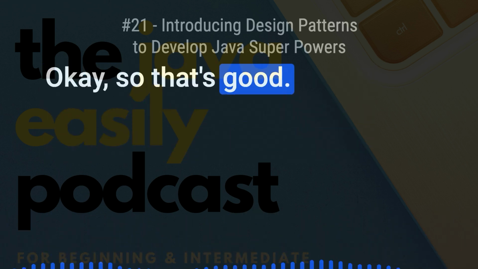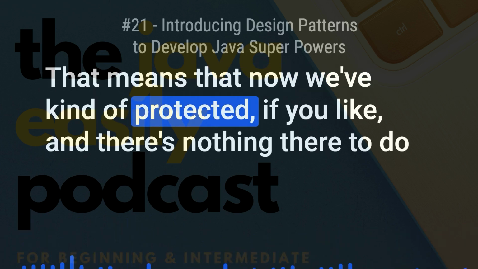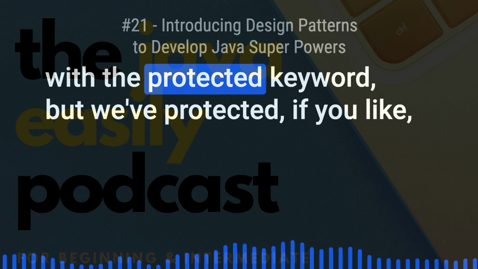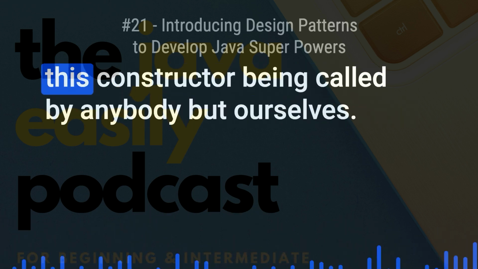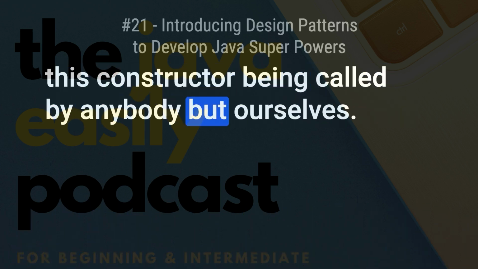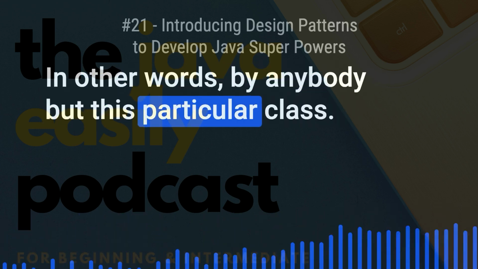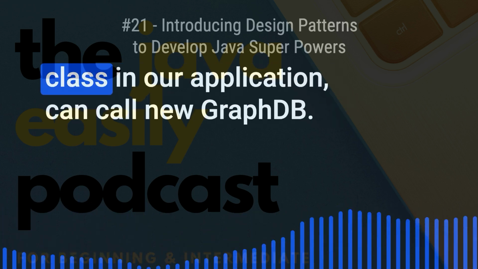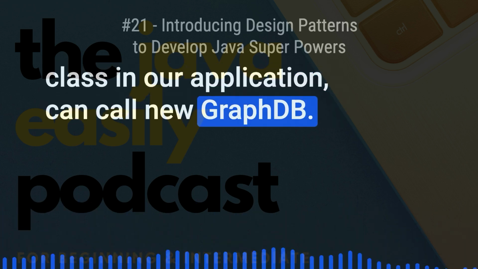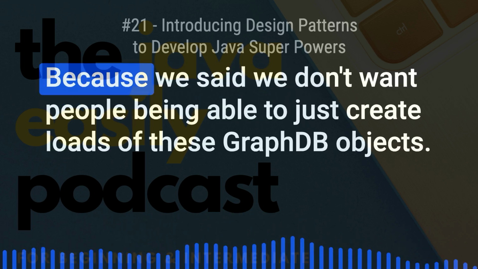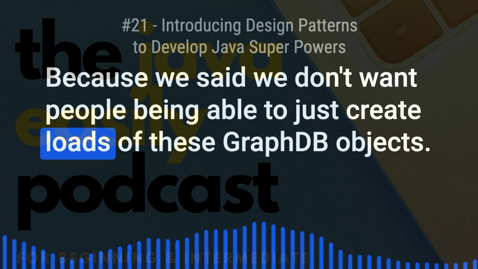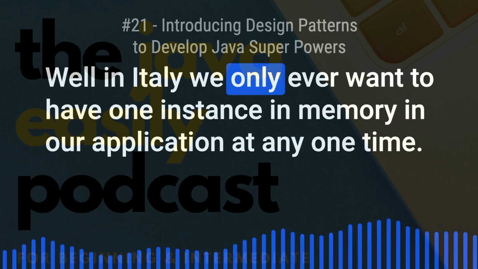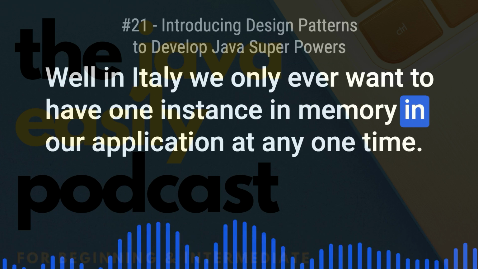Okay? So that's good. That means that now we've protected, if you like, and there's nothing to do with the protected keyword, but we've protected this constructor from being called by anybody but ourselves. In other words, by anybody but this particular class. Fantastic. That means that no class in our application can call new GraphDB, which is just what we want, because we don't want people being able to just create loads of these GraphDB objects willy-nilly. We only ever want to have one instance in memory in our application at any one time.